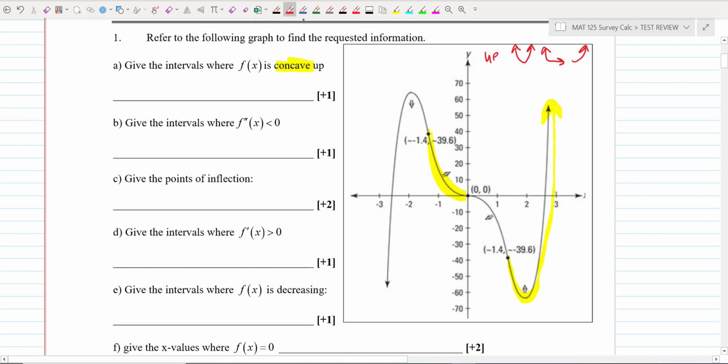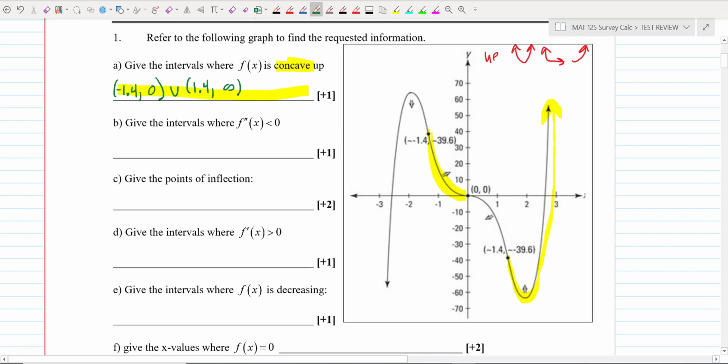So you would name those intervals as open intervals. Concave up, we're going to say from negative 1.4, and then that ends at 0. See, we're naming these with x values. And then union, it starts at positive 1.4, and then it goes on forever. So that would be where you're concave up.